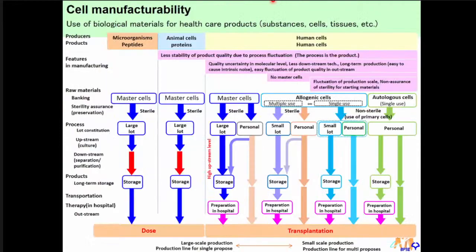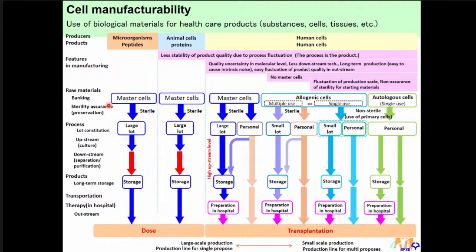So just before starting the topic, first we have to distinguish the features of cell manufacturing. Maybe some of the students can understand: a producer is a microorganism that produces a peptide as a drug. For example, this is a conventional production using cells. That's also cell production, cell manufacturing.